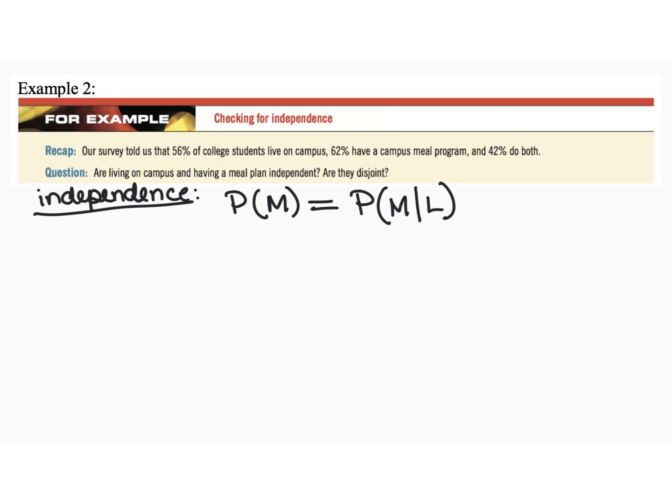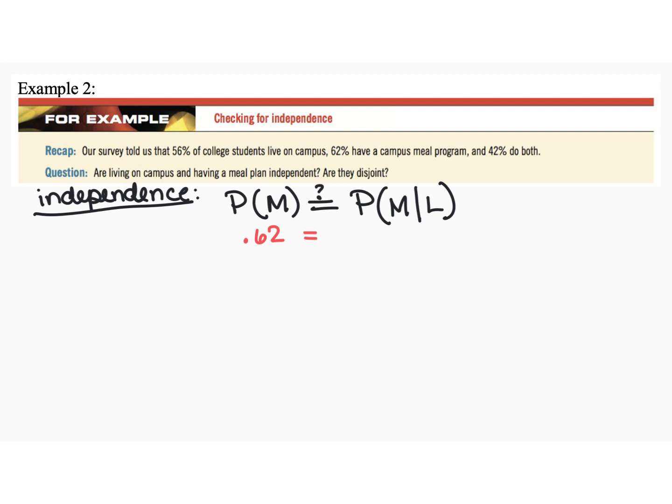Now, I'm just going to think about that for a second. I doubt that they are independent because if I live on campus, I bet you're more likely to participate in the meal plan. But let's calculate this. So I'm going to put a little question mark above it because I'm really asking myself this. The probability of having a meal plan, it states, is 0.62.